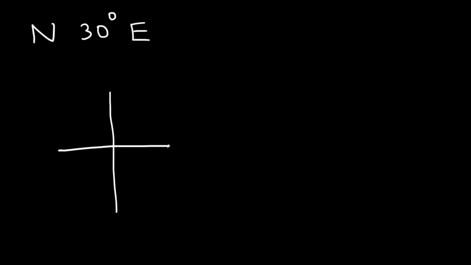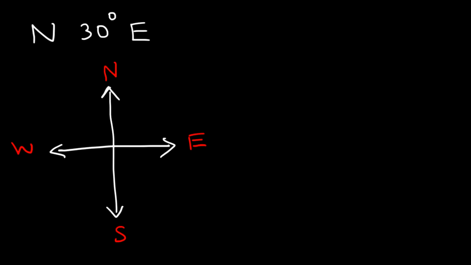Now let's talk about bearings. If you see this, north 30 degrees east, what does that mean? How do we draw it? So first, let's write the directions. So this is north, south, east, west.